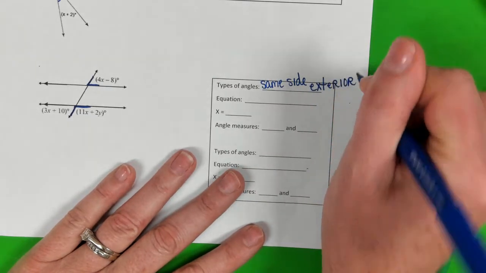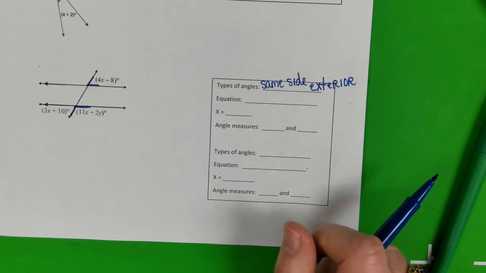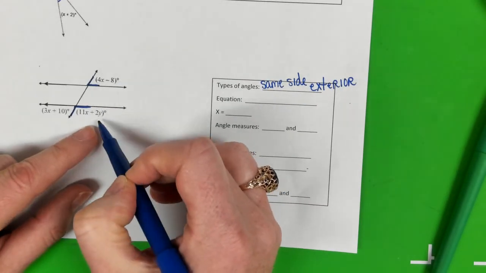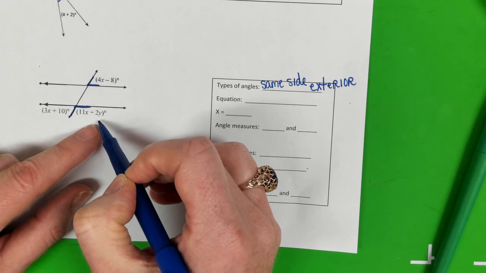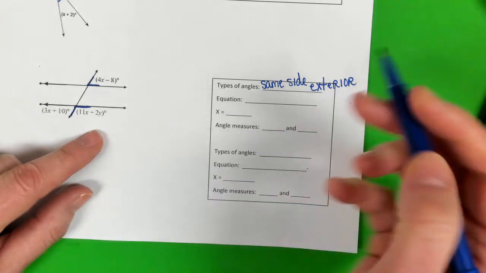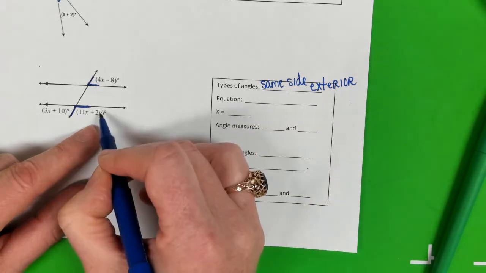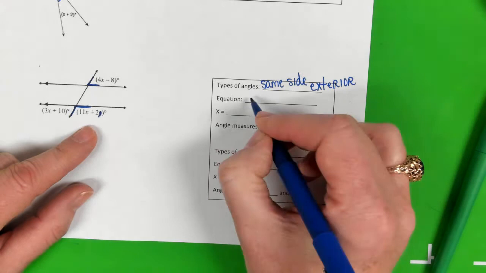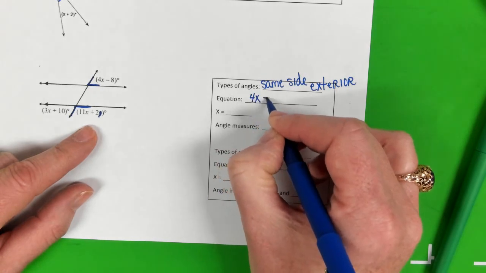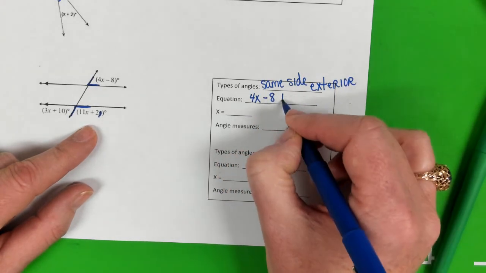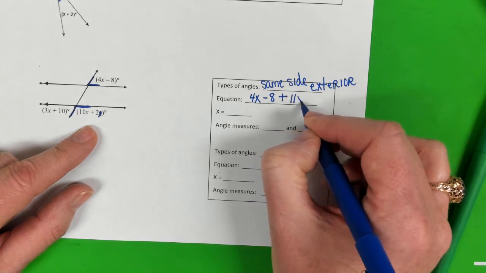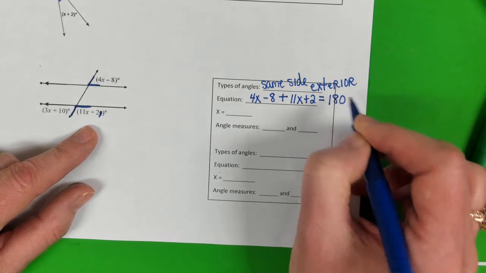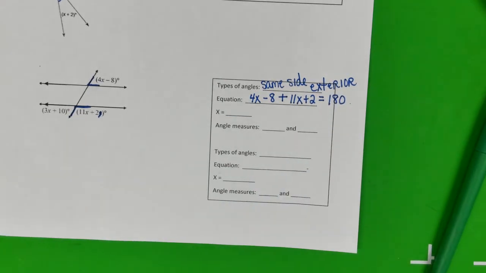Same side exterior. Okay? And so to write the equation, all we have to do is take the two expressions and add them together. So that probably shouldn't have a y right there. I'm going to take that y out. 4x minus 8 plus 11x plus 2 equals 180, because we know they're supplementary and they add up to 180.